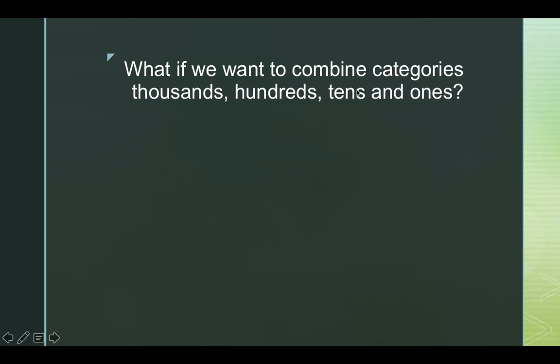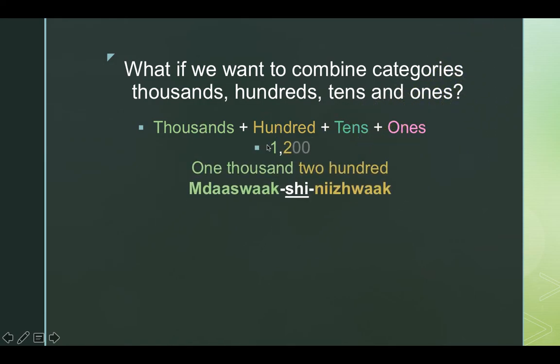So what if we want to combine all 4 categories? Same patterns as before. We're going to use sh in between each category, and if there's a 0 in any one of these, we will omit it from our pronunciation, just as we would in English. So again, thousands will be color-coded, hundreds, tens, and ones. So 1,200 is Ndaaswak, Shinijwak. Ndaaswak, 1,000. Shinijwak, 200.